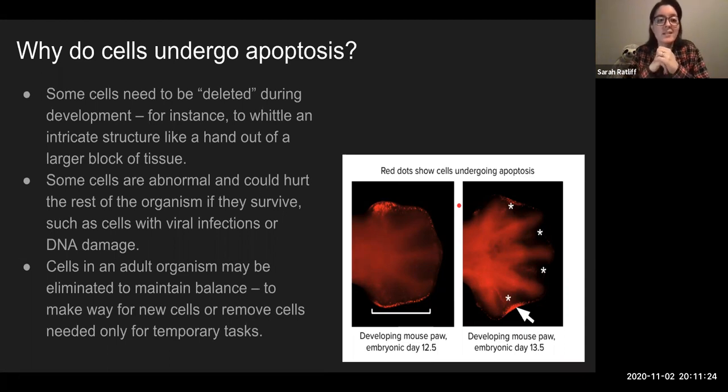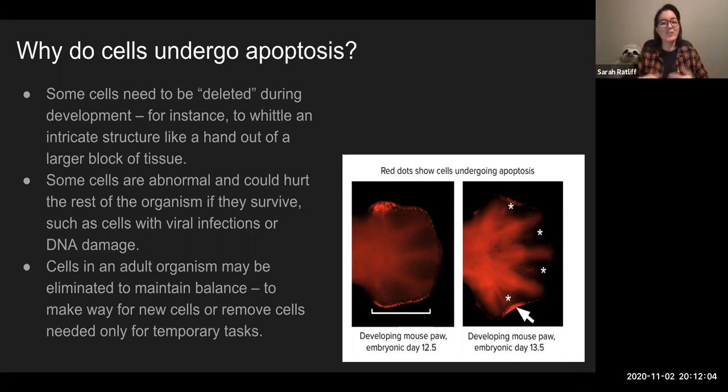Sometimes cells are abnormal and could hurt the rest of the organism if they survive. So things like infected cells: you get sick, you get a virus, you get some COVID, or there's some sort of DNA damage. You're out in the sun too long, you get some UV radiation, it disrupts some of that DNA, it gets damaged. Those cells have to die. Otherwise, they could potentially be really dangerous, cause things like skin cancer.